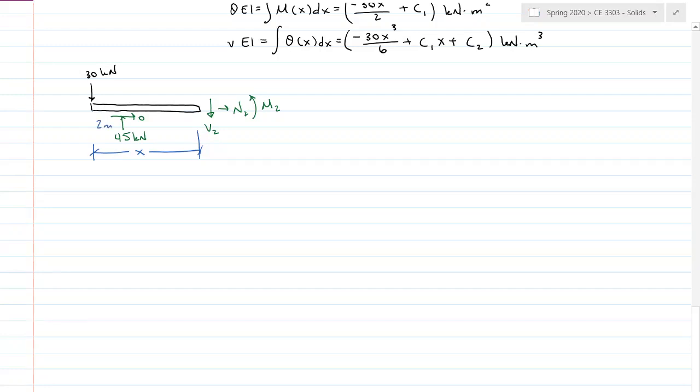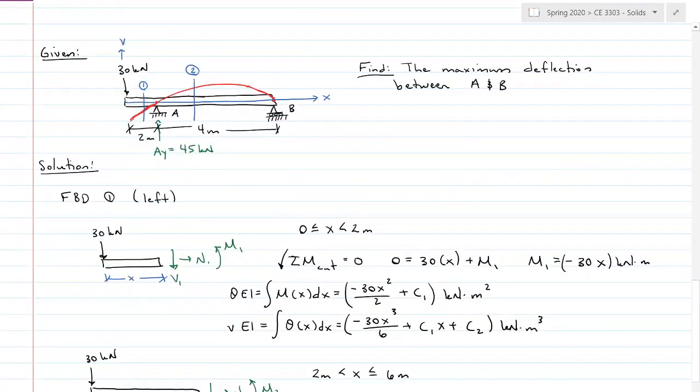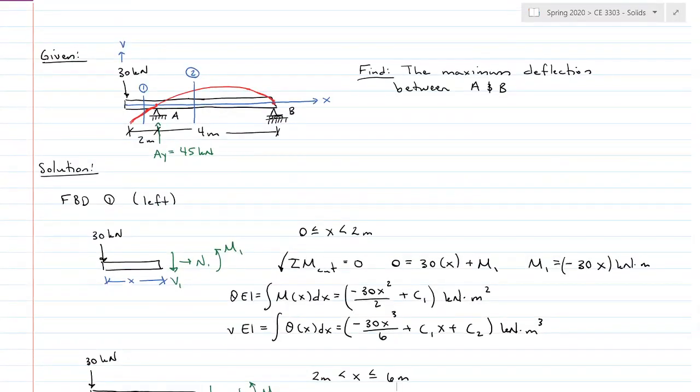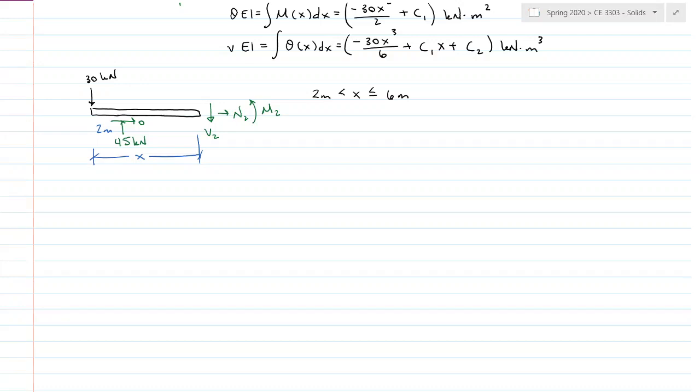It is still 2 meters between 30 kilonewtons and A, and then my entire length is X. But these equations are only going to be relevant for X greater than 2 meters and less than or equal to 6 meters. Okay, and this is all because of where I put my origin. I put my origin at the far left, so that means all my points have to be measured from the far left. Okay, don't worry, we'll do another example where that's not the case.